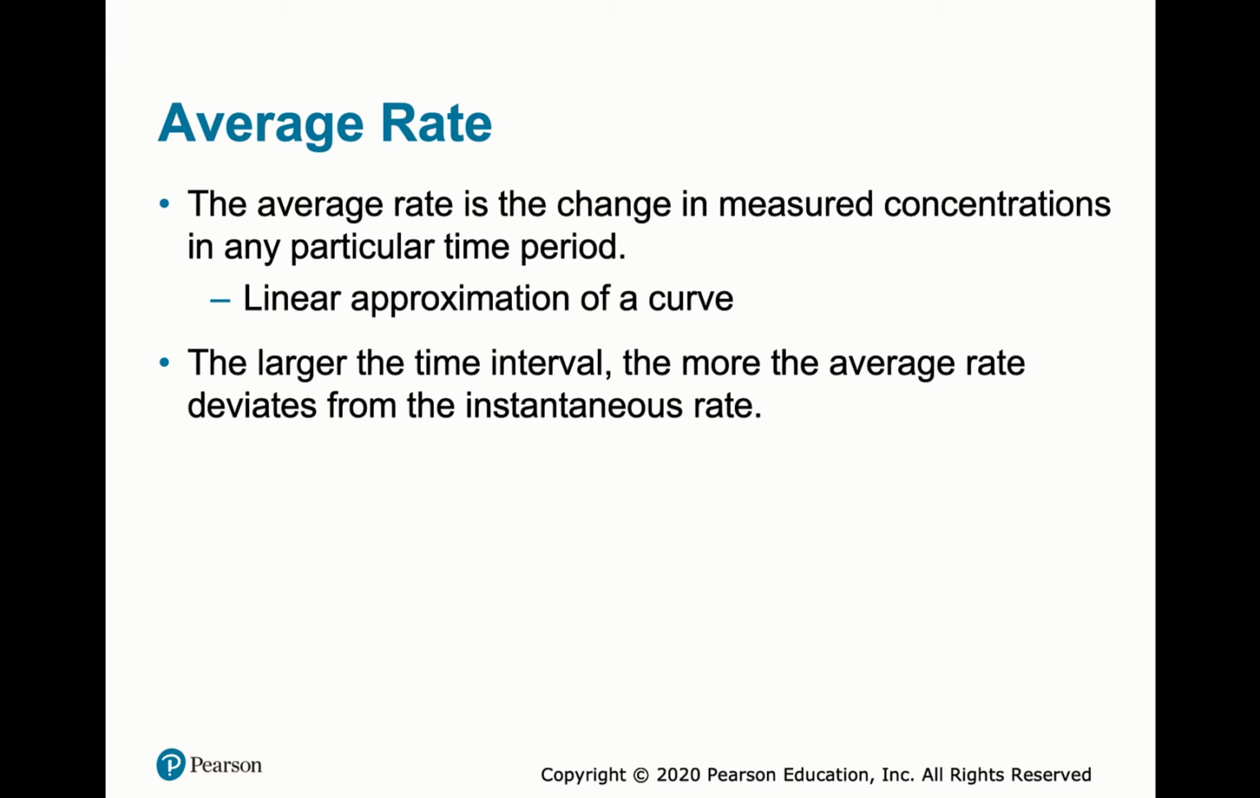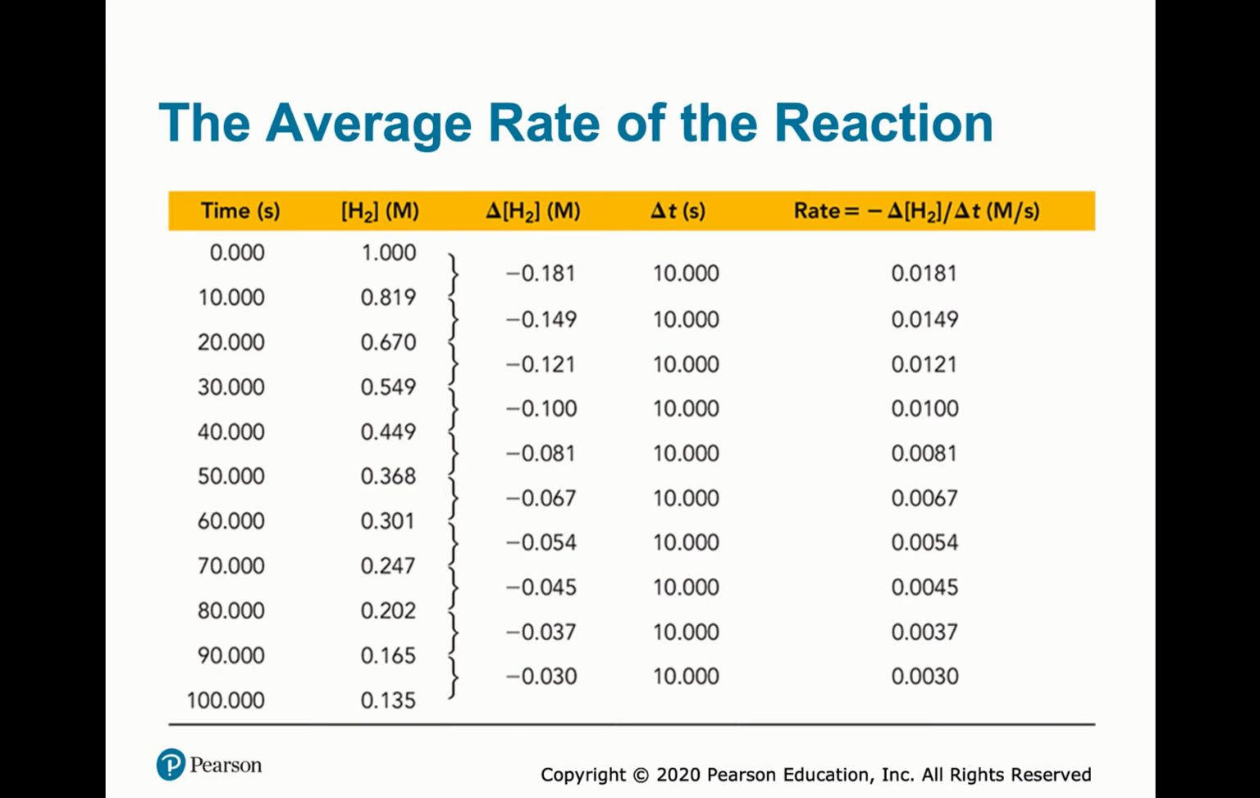The average rate is just looking at the measured concentrations over any particular time period. It's also the slope of the tangent of the curve, a linear approximation of a curve. The instantaneous rate is the slope of the tangent. If you look over a long period of time, that's the average rate. If you look at smaller time intervals, you get closer to the instantaneous rate. Again, this is a calculus derivative concept. Here, this chart shows the average rate of reaction at different times, and you can see that the rate is changing as time changes, and this is always 10 seconds.